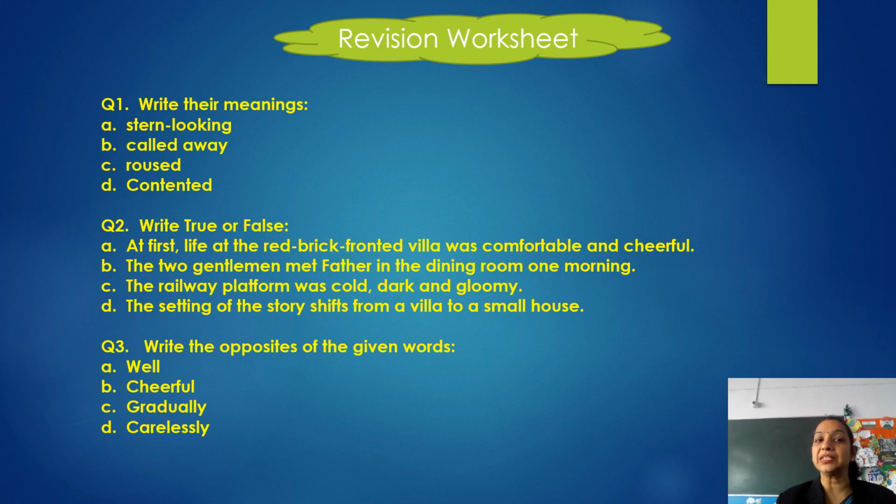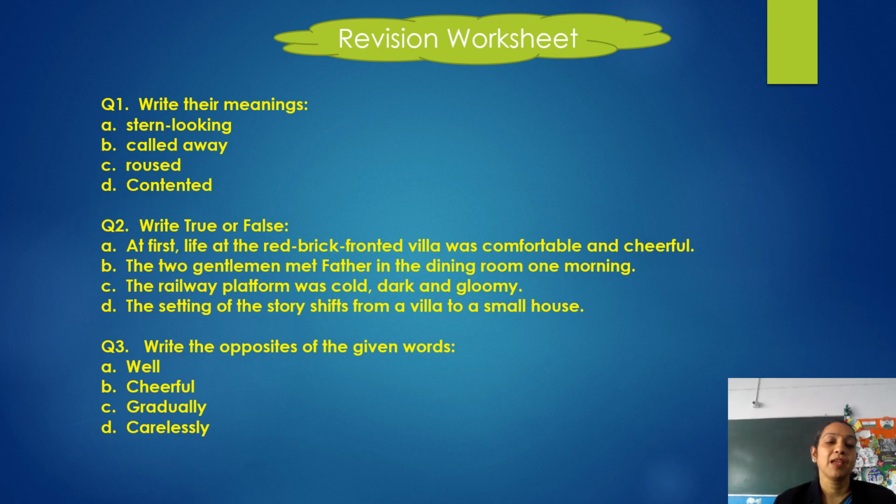So you have to mention whether the given statement is true or false. Okay. Now next one. The two gentlemen met father in the dining room one morning. The two gentlemen met father in the dining room one morning. Is it true or false? This you have to mention. Okay. Now next statement is, the railway platform was cold, dark and gloomy. The railway platform was cold, dark and gloomy.